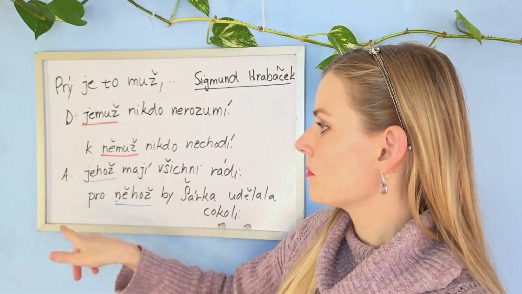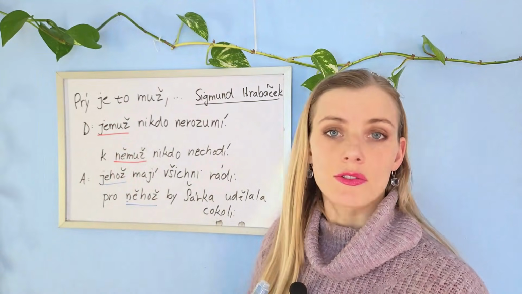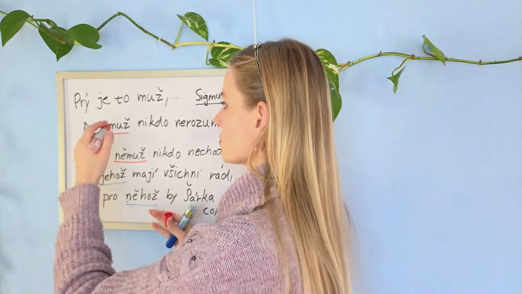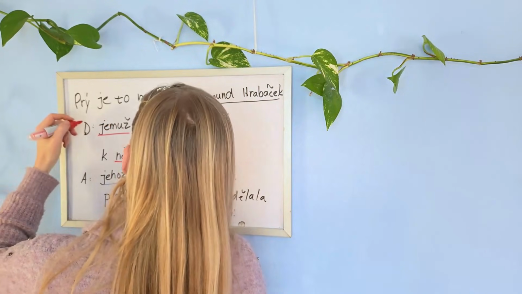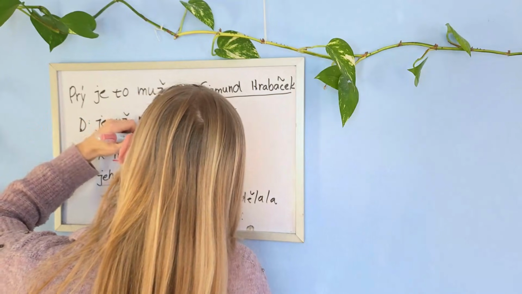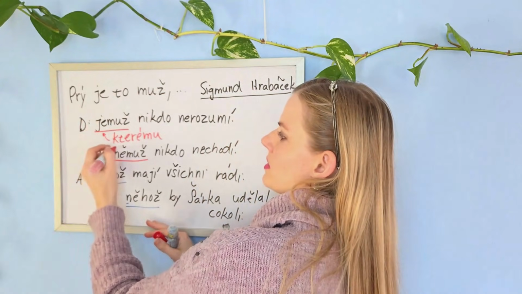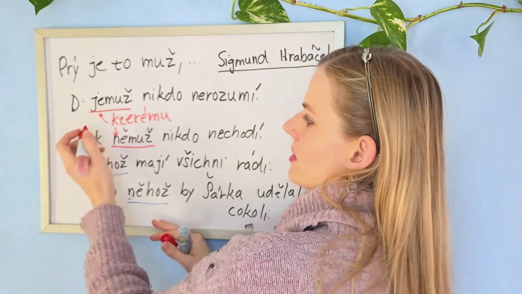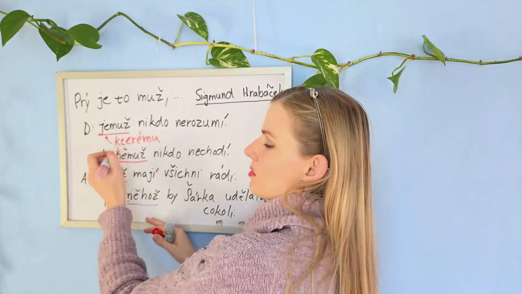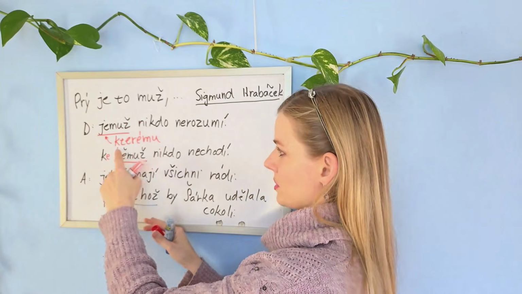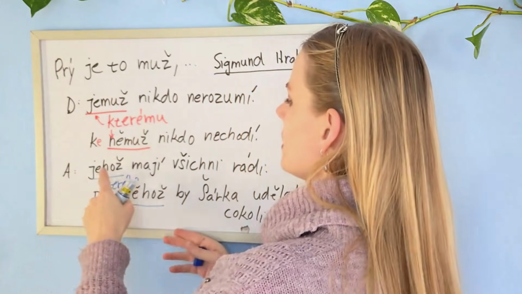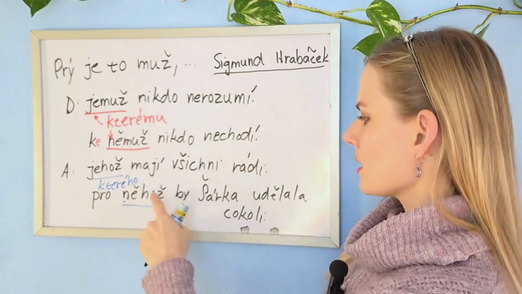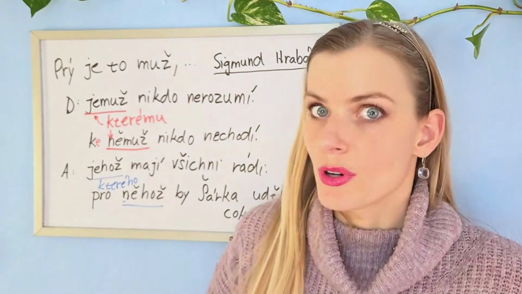K, pro. These sentences sound very formal, archaic. So we could also replace them by který here. Dative would be in this form. Kterému. And actually this one, kterému, is both here and here. Except here it would be ke kterému. Ke kterému because of easy pronunciation. Now the accusative would be kterého. Kterého mají všichni rádi, pro kterého by Šárka udělala cokoliv.